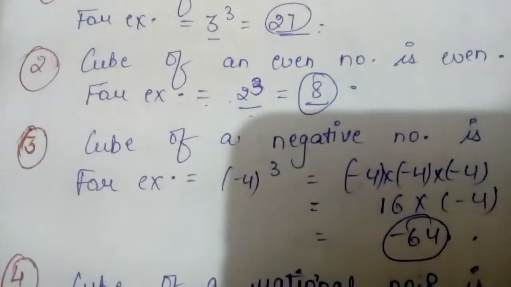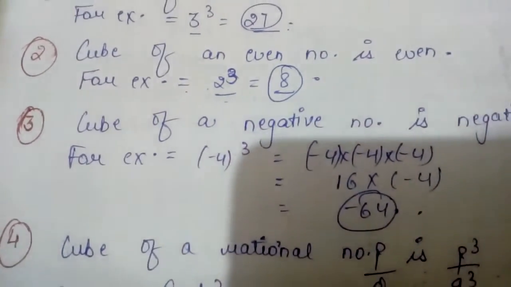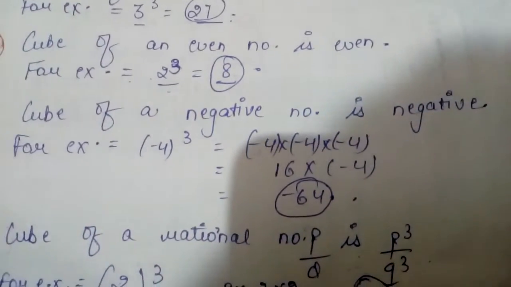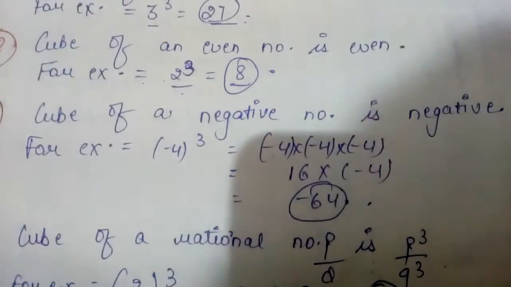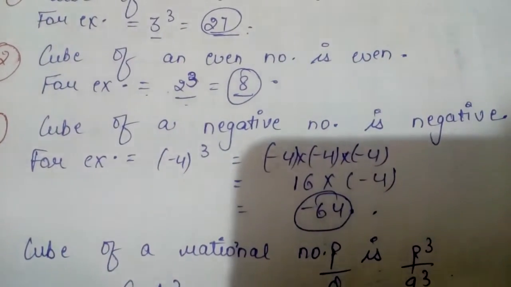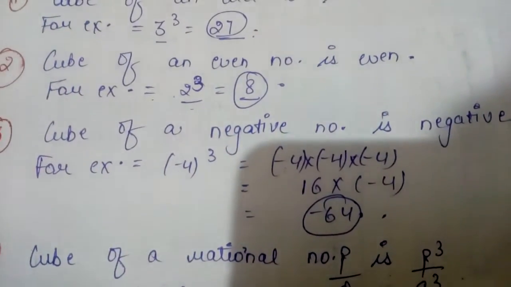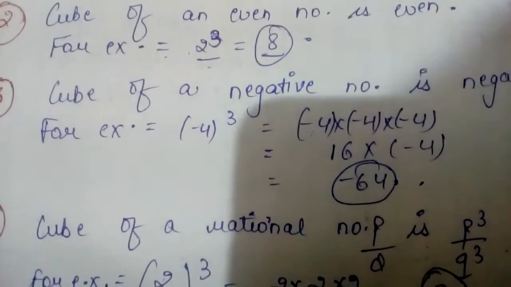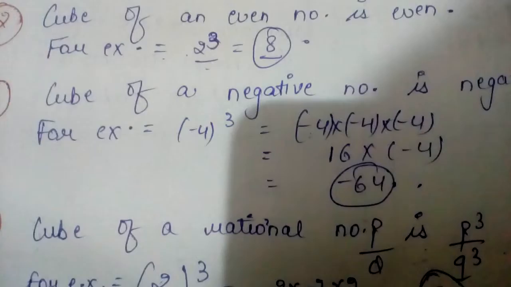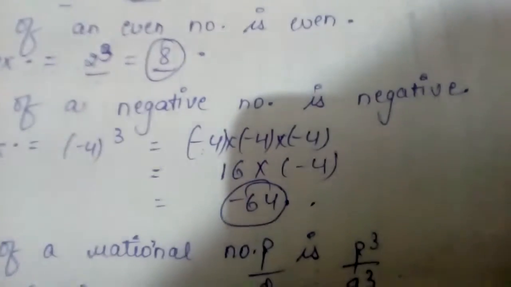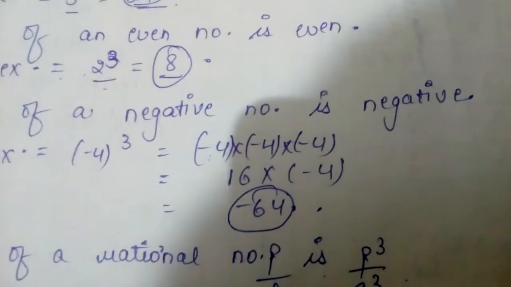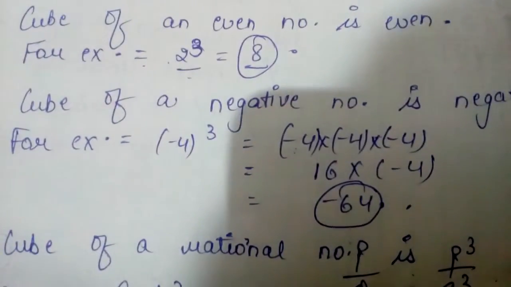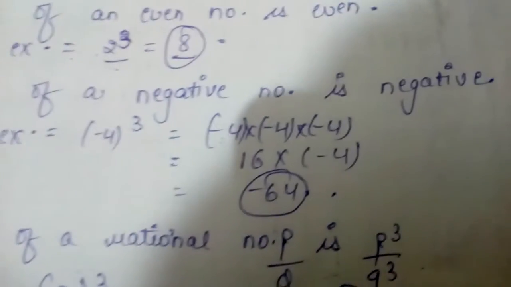Third property, the cube of a negative number is negative. It means if we find the cube of a negative number, the cube of that number would be negative. For example, we take minus 4 to the power 3, that means minus 4 cube. So what we do here? Minus 4 into minus 4 into minus 4, we obtain minus 64. So the cube of a negative number is negative.